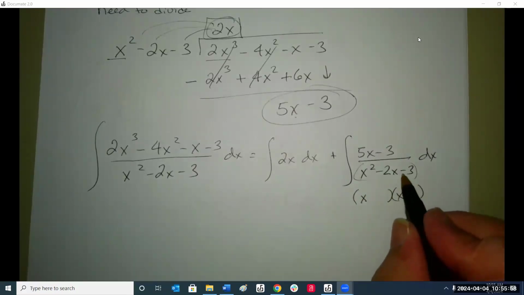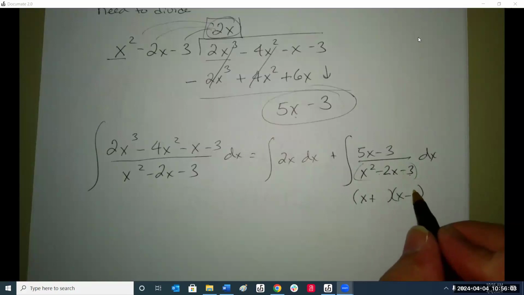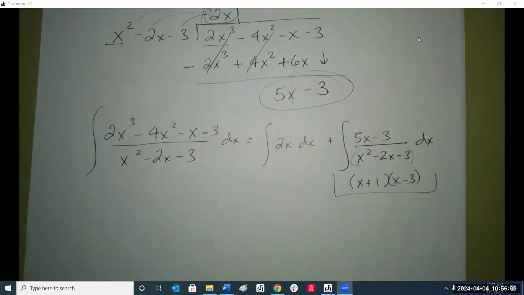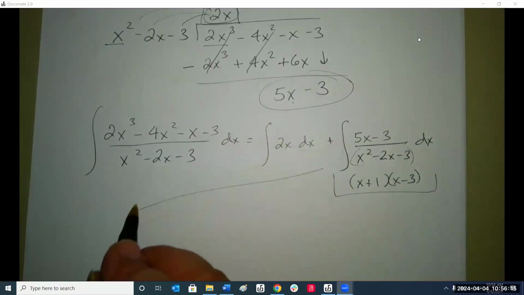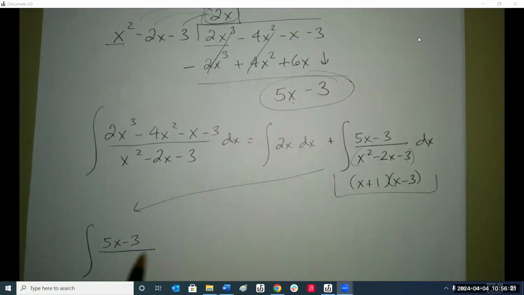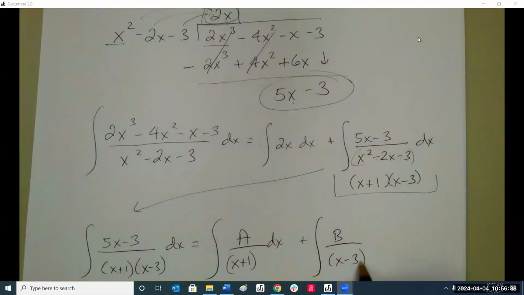So x and x, positive and negative, and what times what is 3? When you subtract, we get 3 and 1. So now I've got to do partial fractions with respect to that one. So (5x minus 3) over (x + 1)(x - 3).